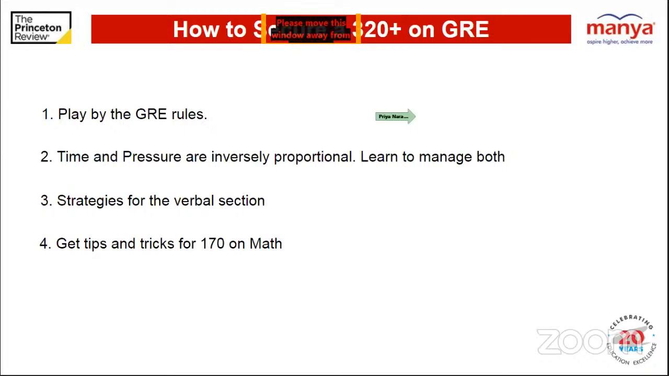So this is a quick recap of what we have seen. Play by the rules. Don't worry about the pressure. Work on your timing. Have proper strategies for both math and verbal, and plan and practice regularly.